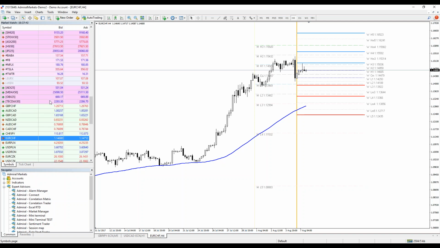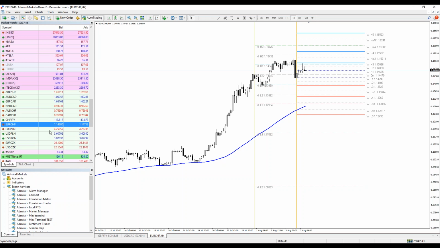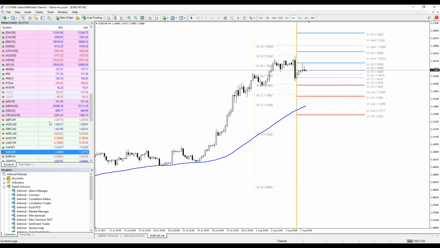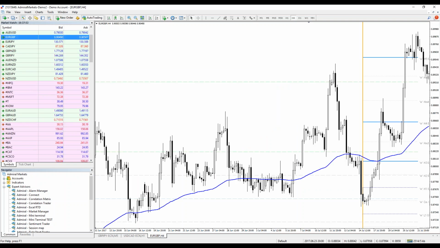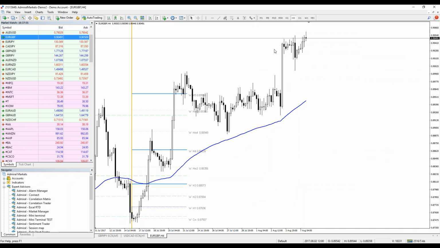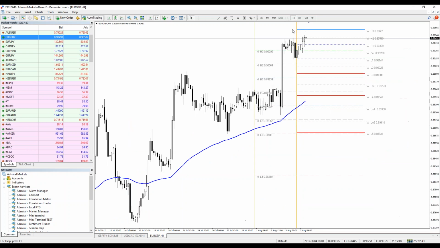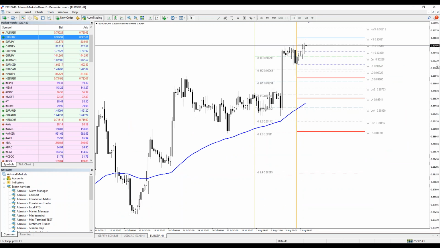Euro GBP. Let's see. I need to wait and see. Euro GBP here. Yeah, again, watch this. And again here. So this could be a rejection towards weekly L3. If it closes above this level, this will proceed to the upside.